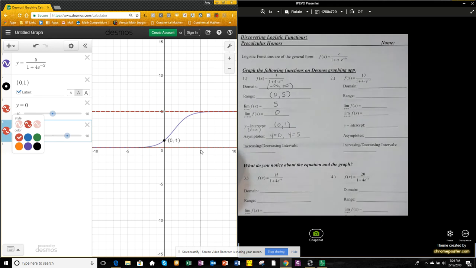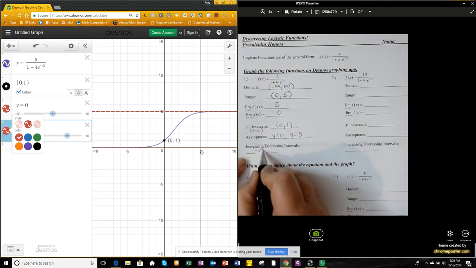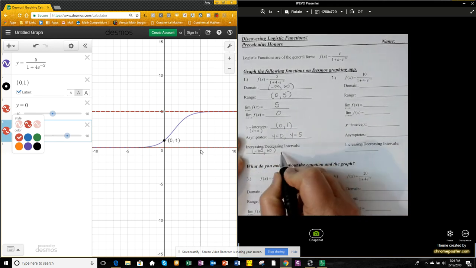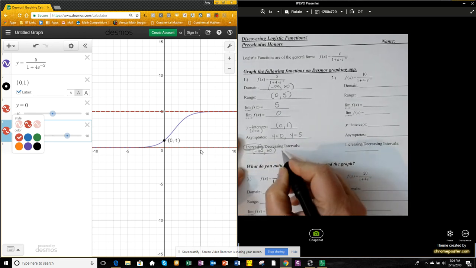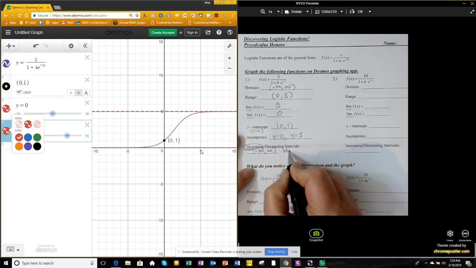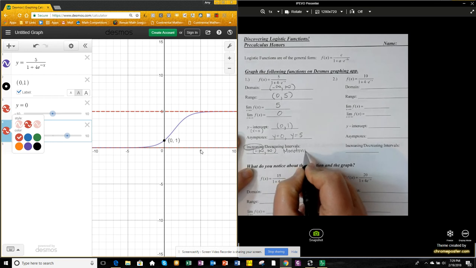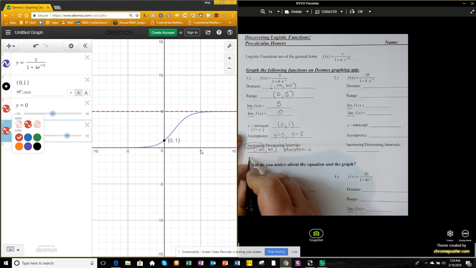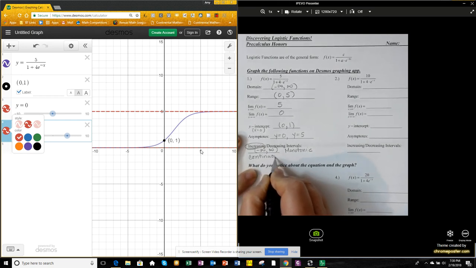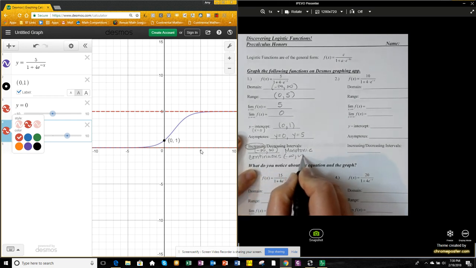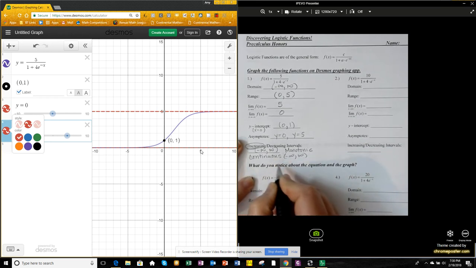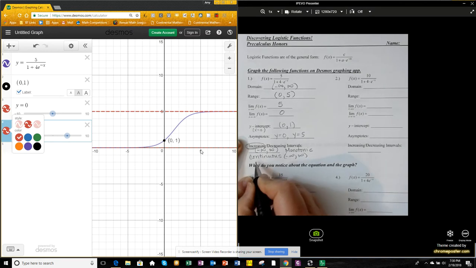The increasing and decreasing intervals. Well, this looks like this is also a monotonic function. And it's increasing only negative infinity to infinity, which implies that it's monotonic. It also looks like it's continuous, and indeed it is, from negative infinity to infinity. And let's see, what else? Oh, it's bounded from above and below.